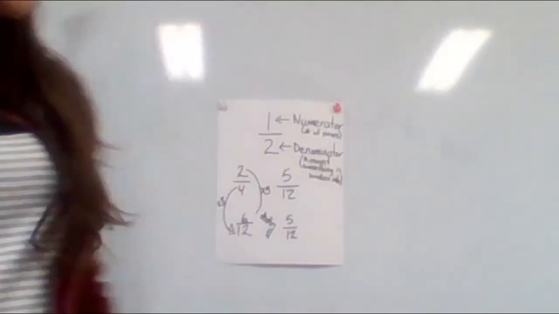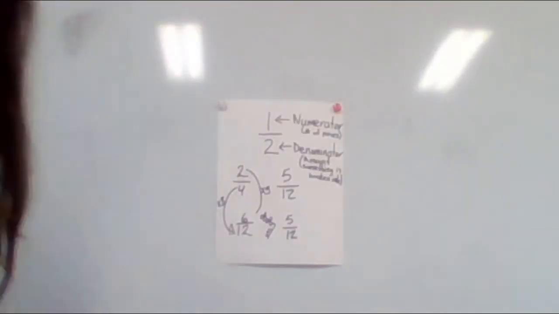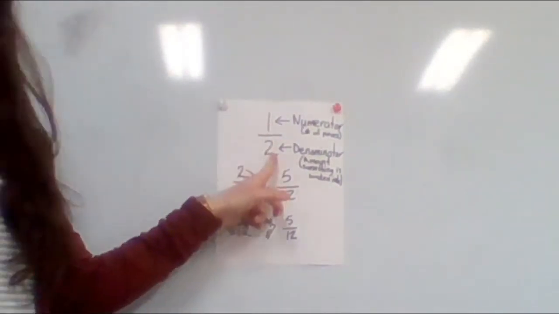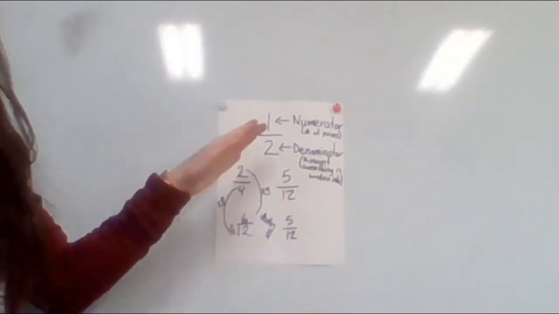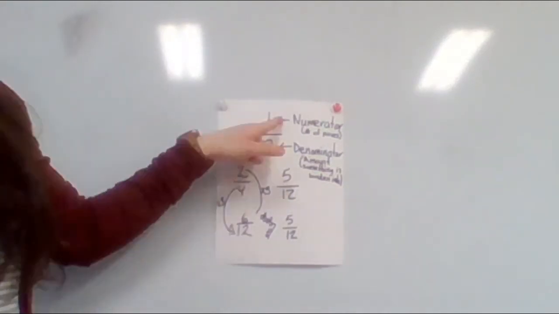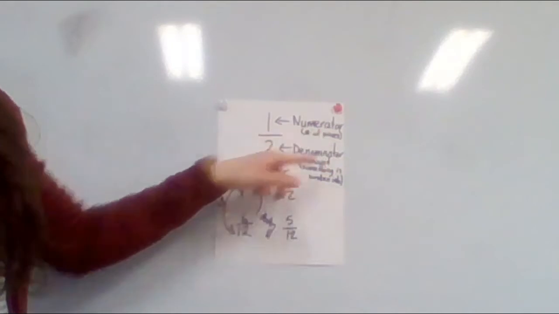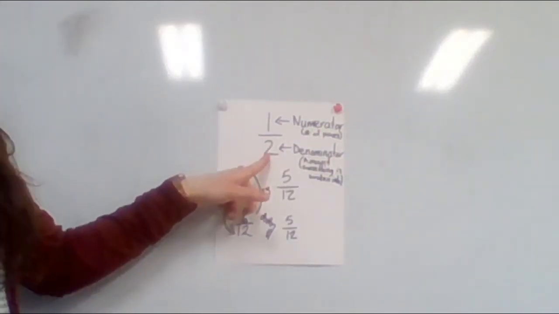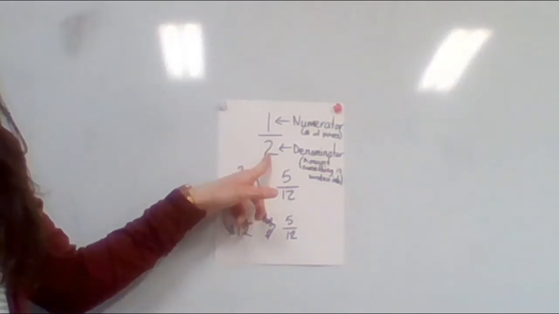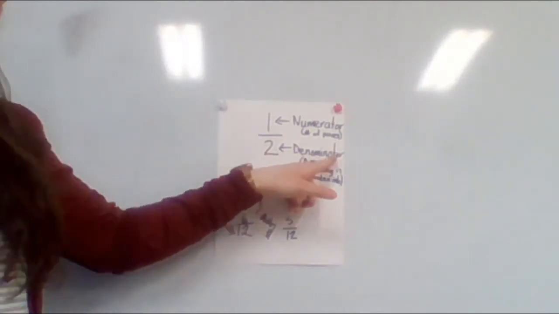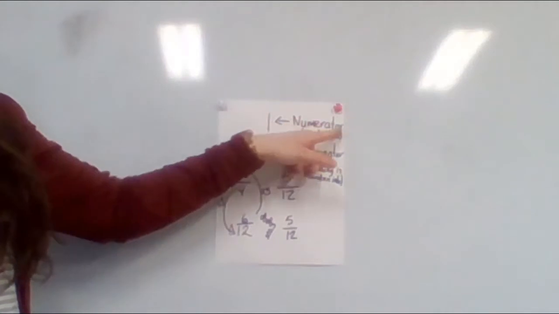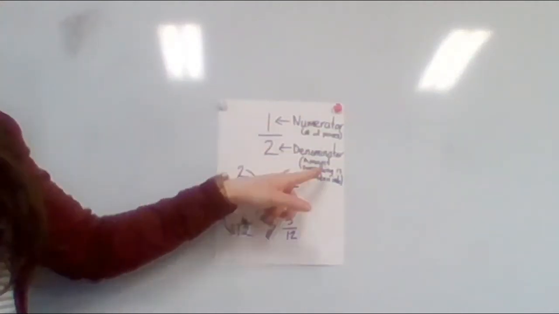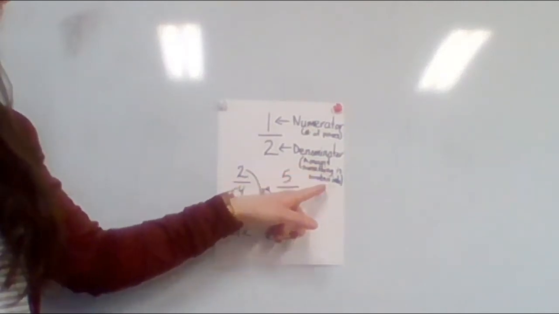Okay, so if we take a look, we have 1/2. I have written the fraction 1/2. The top number is called your numerator, and that means the number of pieces that you have. Your 2, or the number at the bottom, is called your denominator. Numerator, number of pieces. Bottom number, denominator. And it's the amount something is broken into.